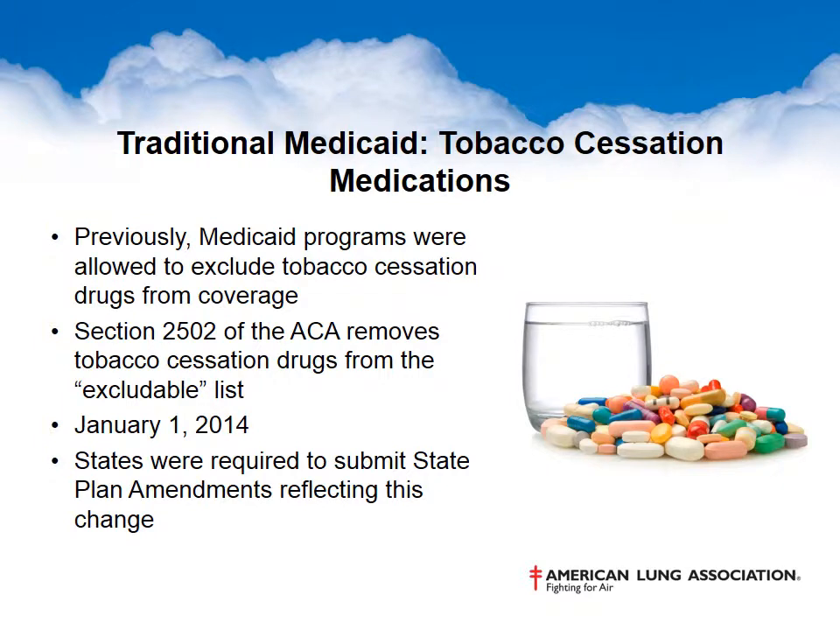Now we'll talk about the requirement for tobacco cessation medications. Now this requirement applies to everyone on Medicaid, so not just pregnant women, but everyone, all adults, all smokers who want to quit. Previously, Medicaid programs were allowed to exclude tobacco cessation drugs from coverage, but that stopped with the ACA. Section 2502 of the ACA removes tobacco cessation drugs from the excludable list. So they are no longer able to exclude any of the drugs, and we're talking prescription and over-the-counter, from their coverage. That was as of January 1st, 2014.